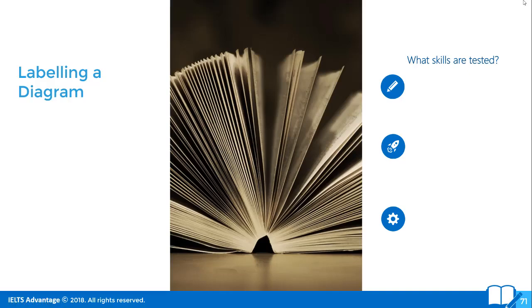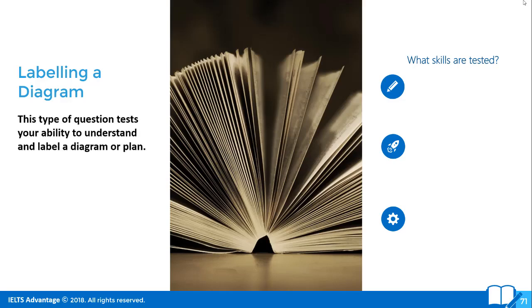Okay, so let's look at labeling a diagram. This is a reading question that comes up quite a bit, and it can seem a little bit daunting because it might show you a diagram or a plan or something that you just know nothing about, but it's not really testing your knowledge of that topic. It's testing your ability to quickly understand the diagram and then look at the reading text and match up things with the reading text and the diagram. So not as complicated as you think.